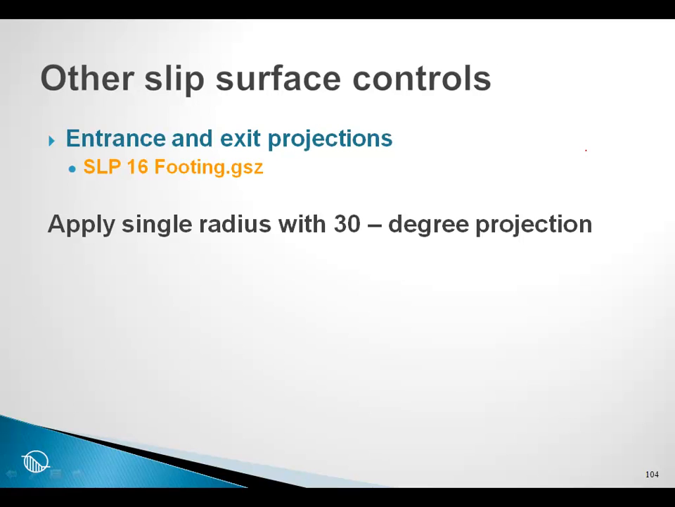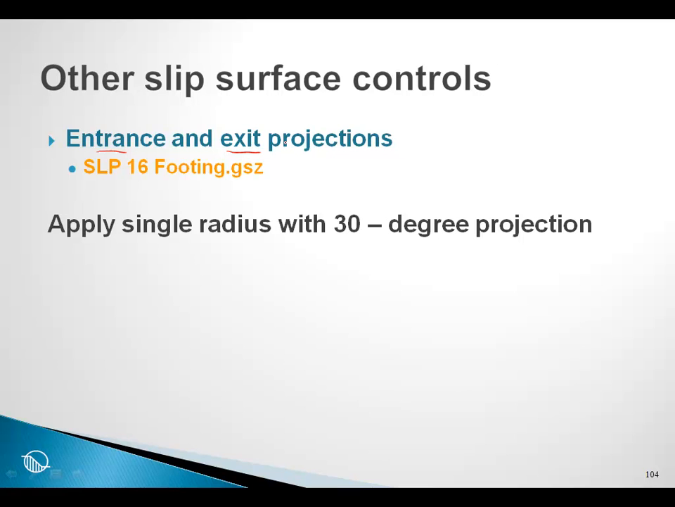Another slip surface control is that we can specify the entrance and exit projections of a particular slip surface. This can be quite useful to simulate things like passive earth pressure conditions or active earth pressure conditions. We can illustrate how this is done by looking at a footing bearing capacity problem.